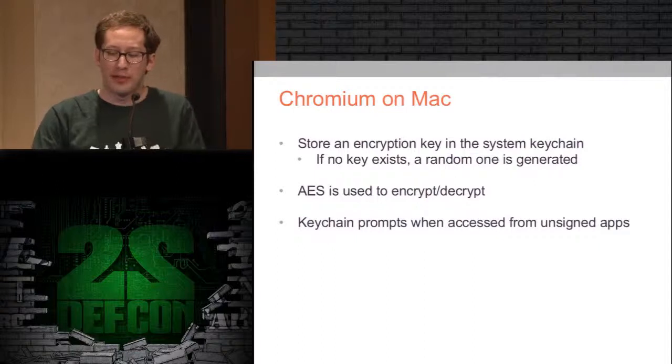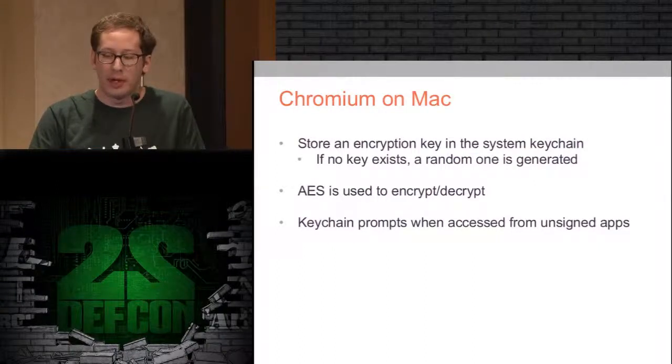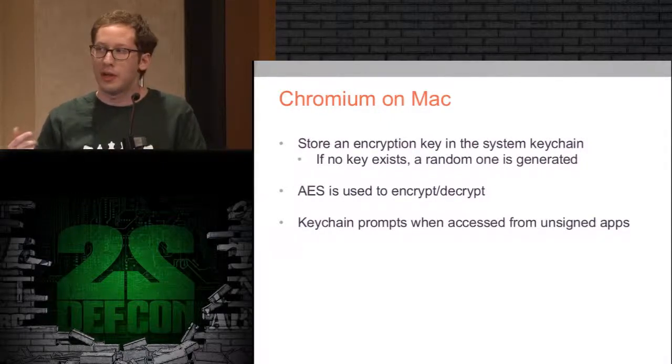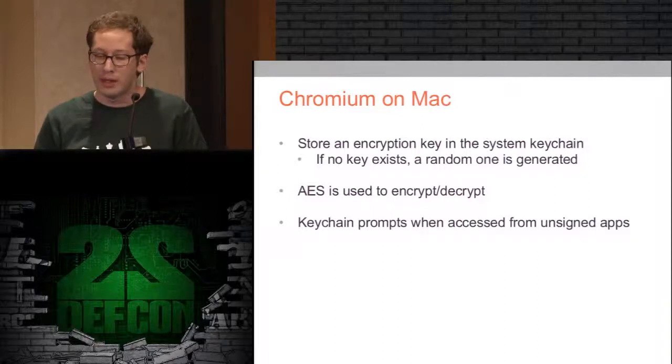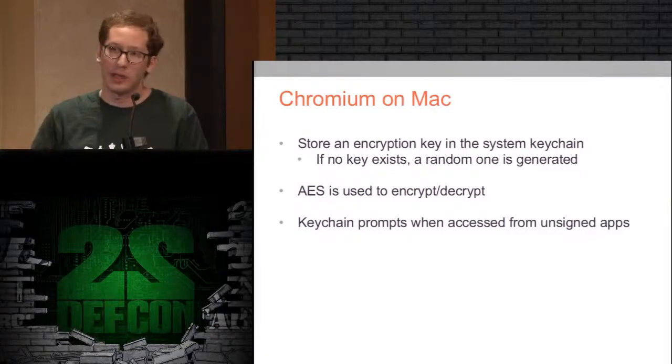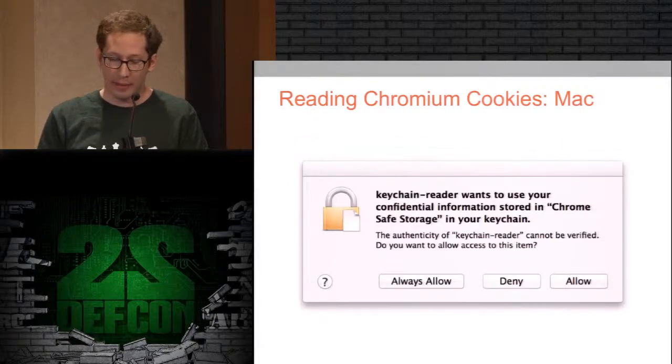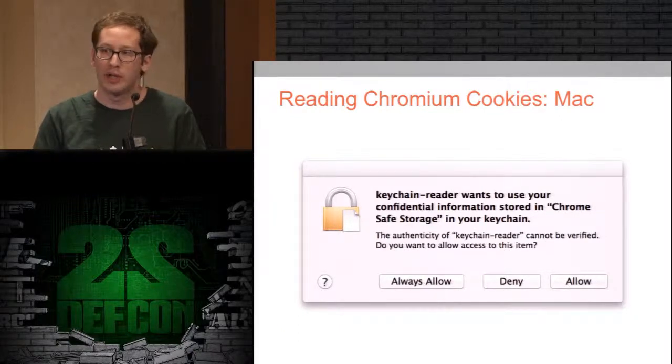Chromium on Mac is perhaps state of the art of cookie storage in browsers. So they store an encryption key in the system keychain. And if there isn't one there at the beginning, they just generate a random one and put it in there. And then use AES to encrypt and decrypt with that protected secret. And one thing to note is that if you have an unsigned app and you try and access the keychain, there'll be a little pop-up to the user. So if you've got some random malware running on your computer and it tries to access your keychain, you'll get notified. And it will look like that. So in that sense, it's harder for an app that you don't trust to read secrets out of your keychain in general. It's a Mac security feature, which is cool.